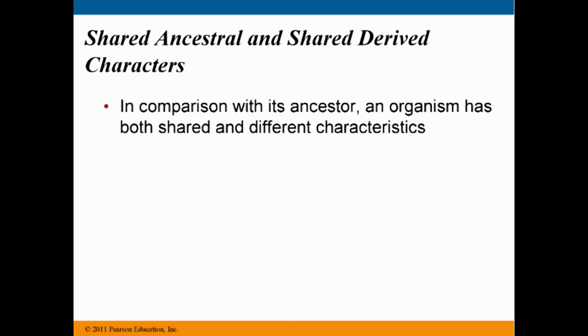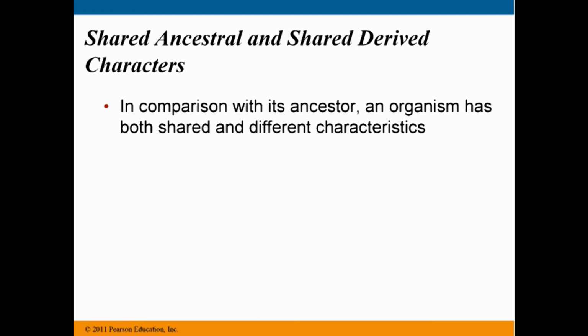Shared ancestral and shared derived characteristics. In comparison with its ancestor, that organism has both shared and different characteristics, and this makes sense. If you go back to that common ancestor, you've got a set of characteristics that makes up that organism. Now, over evolutionary time, there's going to be accumulations of differences within that species, and sometimes that accumulation of changes is enough to make another species. That's when we get a branch point.